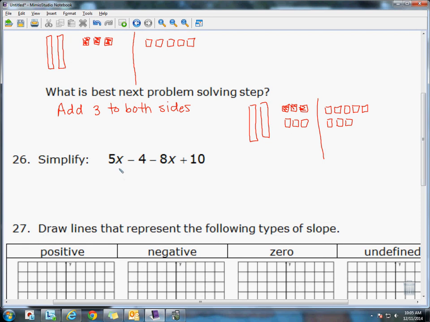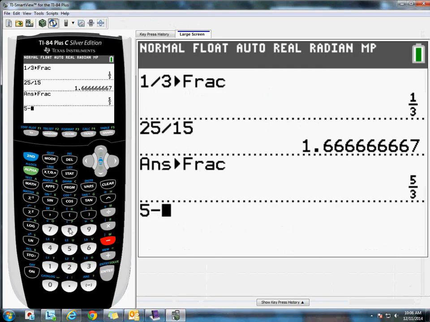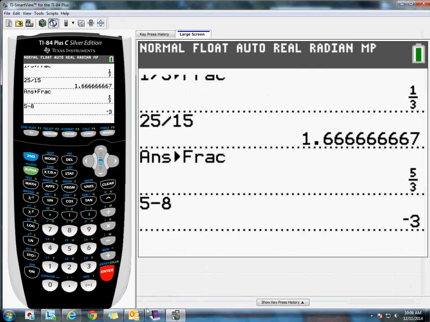26 says you're going to simplify. We have 5x minus 4 minus 8x plus 10. You have two communities. You have your x's, so you have 5x and a negative 8x. And you have your constants, a negative 4 and a positive 10. So we have 5x minus 8x. If you need to do scoreboard, you can. 5 positives, 8 negatives. Your negatives are winning by 3 points, so negative 3x. Or if you need to type in the calculator 5 minus 8, it will also get you your negative 3.